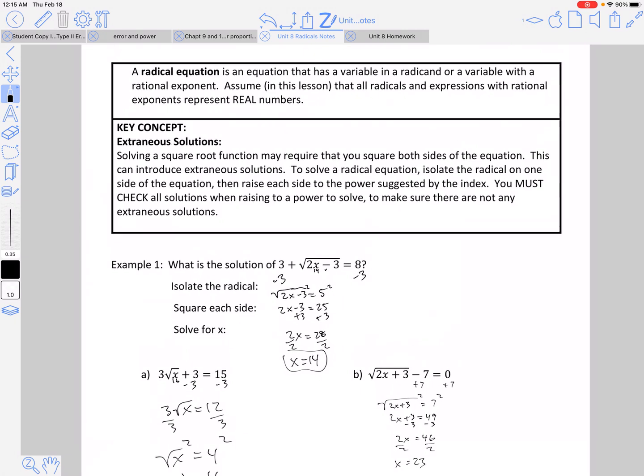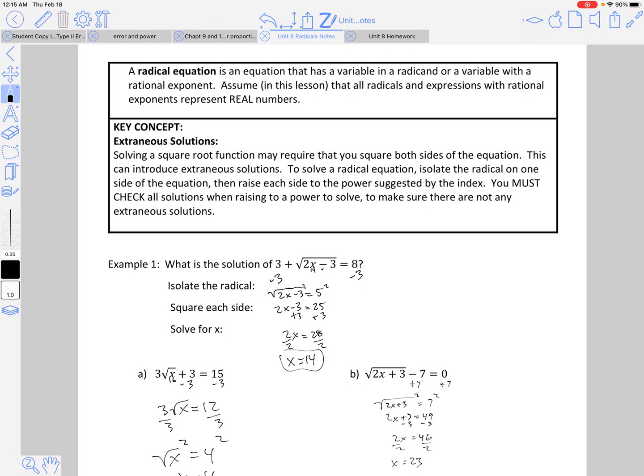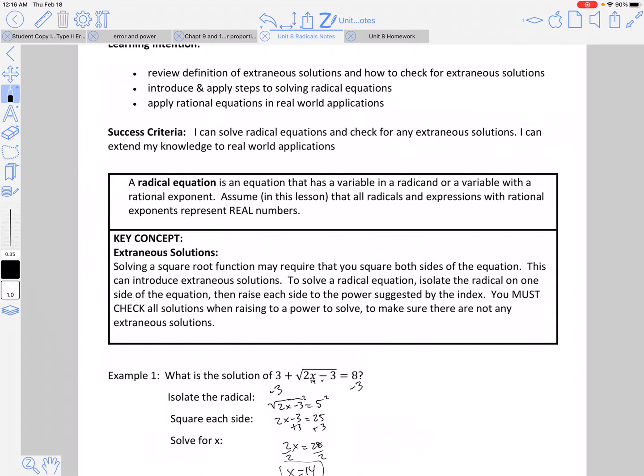So take a look up at this key concept. Solving a square root function may require you to square both sides of the equation, which happens in almost all these situations. This can produce extraneous solutions. So to solve a radical equation, we isolated the radical, we raised each side to the power suggested by the index, so these were square roots, so that's why we did a square on each side. And then we checked the solutions to make sure that nothing weird happened when we got our answer.